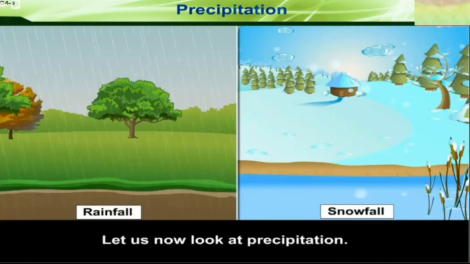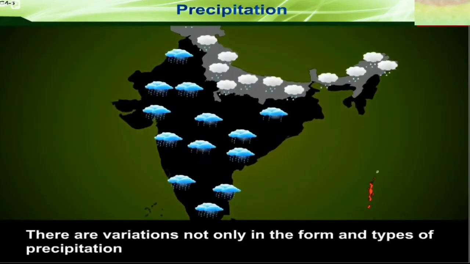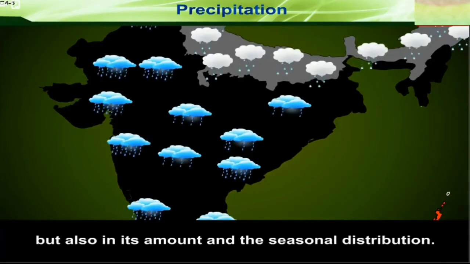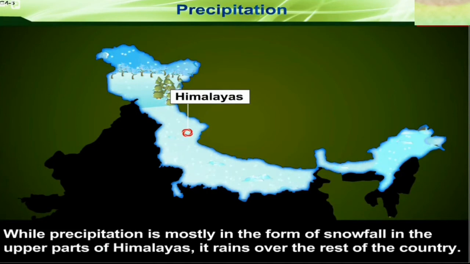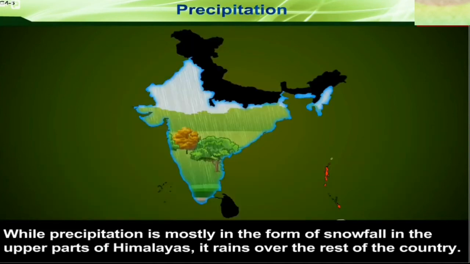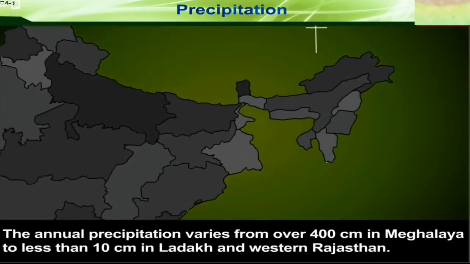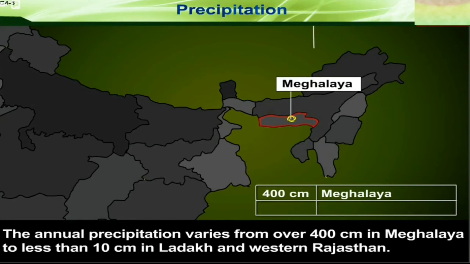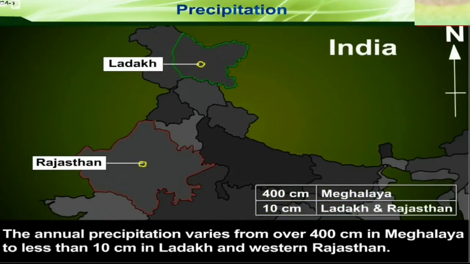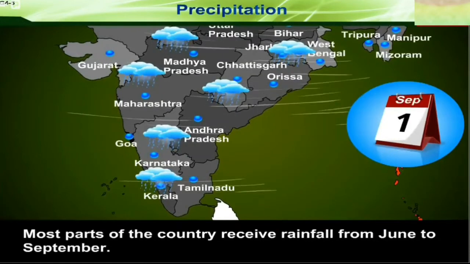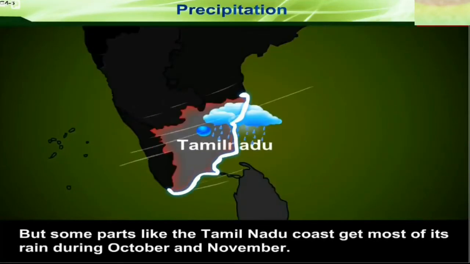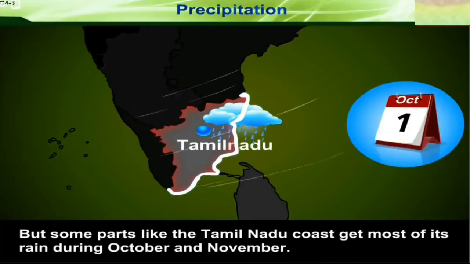Precipitation. Let us now look at precipitation. There are variations not only in the form and types of precipitation, but also in its amount and seasonal distribution. While precipitation is mostly in the form of snowfall in the upper parts of the Himalayas, it rains over the rest of the country. The annual precipitation varies from over 400 cm in Meghalaya to less than 10 cm in Ladakh and western Rajasthan. Most parts of the country receive rainfall from June to September. But some parts like the Tamil Nadu coast get most of their rain during October and November.